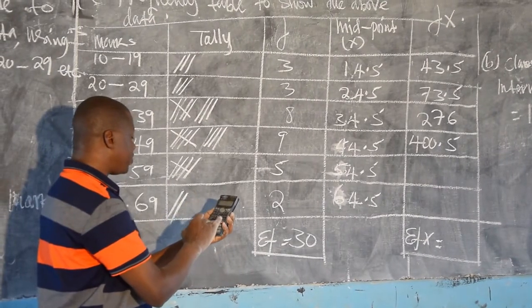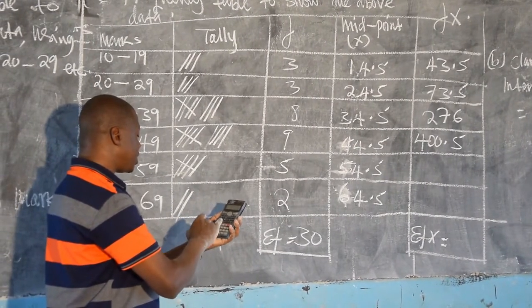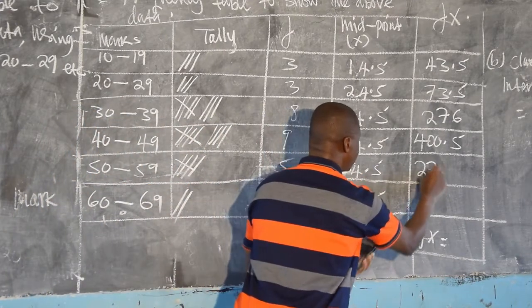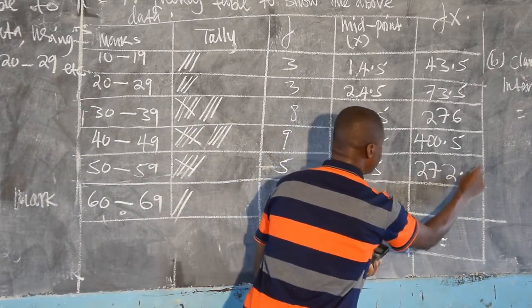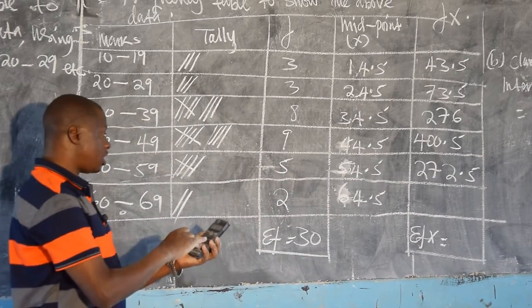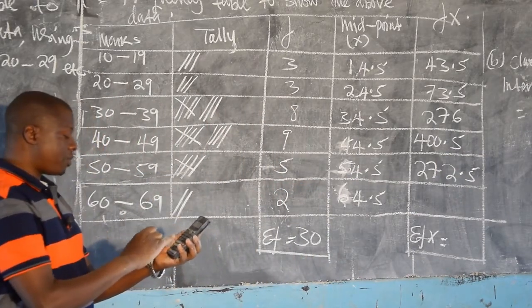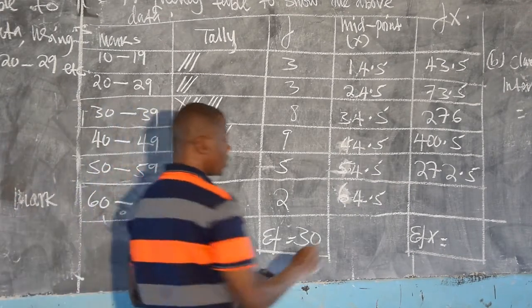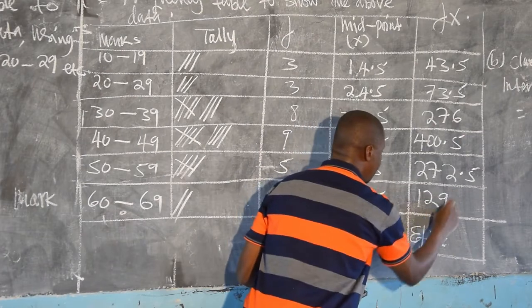We have 5 times 54.5. This one gives 272.5. Next, we have 2 times 64.5. This is 129.